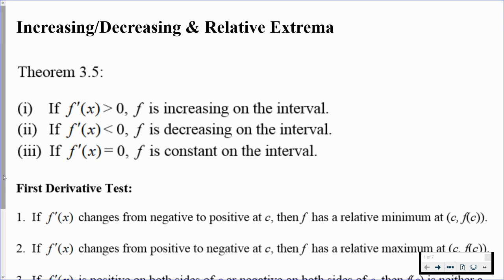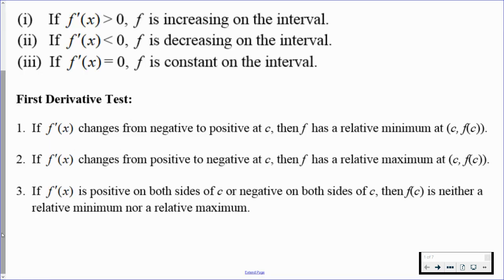If a derivative is greater than 0, or positive, then the function is increasing on that interval. If the derivative is less than 0, or negative, then the function is decreasing on that interval. If the derivative is equal to 0, then f is constant on that interval or at that point, so it's not increasing or decreasing.